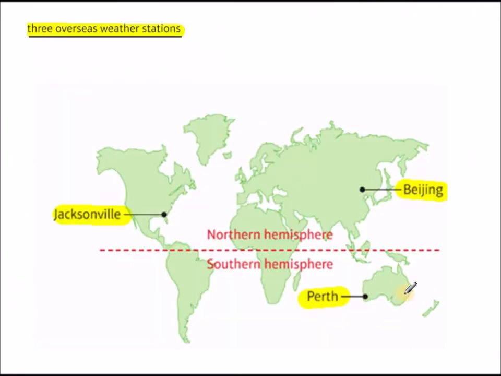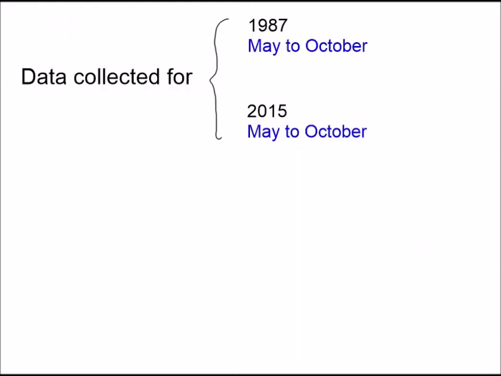So that could be used to explain data belonging to Beijing, which is in the Northern Hemisphere, compared to Perth, which is in the Southern Hemisphere. Data is collected for 6 months in each of these years, and that should enable some comparisons to be made.